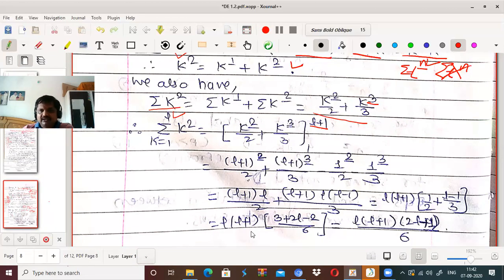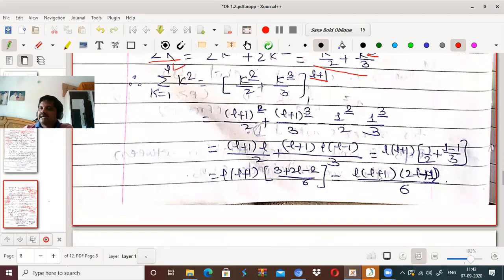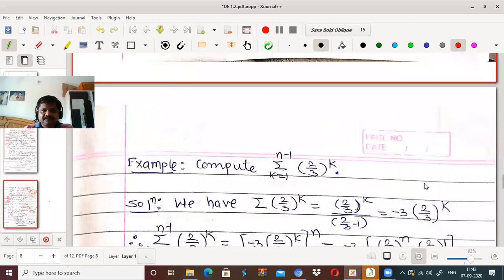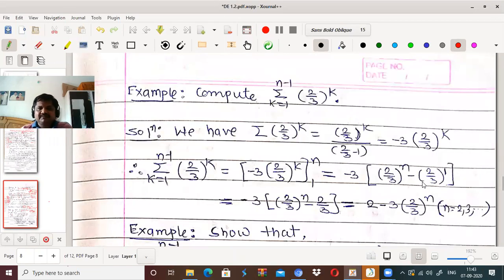So you will get l into l plus 1 into, bracket, cross multiplication we have taken, 3 plus 2l minus 2 upon 6, 3 into 2, 6. So you will get l into l plus 1 into 2l plus 1 upon 6, and this will be the final answer. We have one more example.